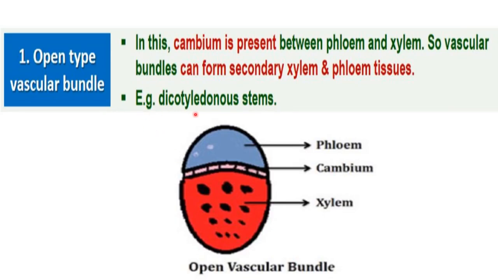And as an example of open vascular bundles, these are found in the dicotyledonous stem. So in dicot stems these are present, while in monocot stems the cambium ring is not present.